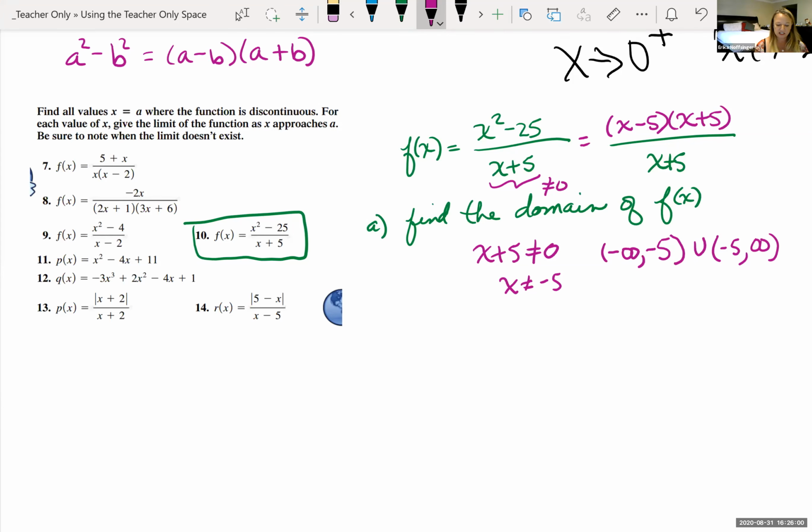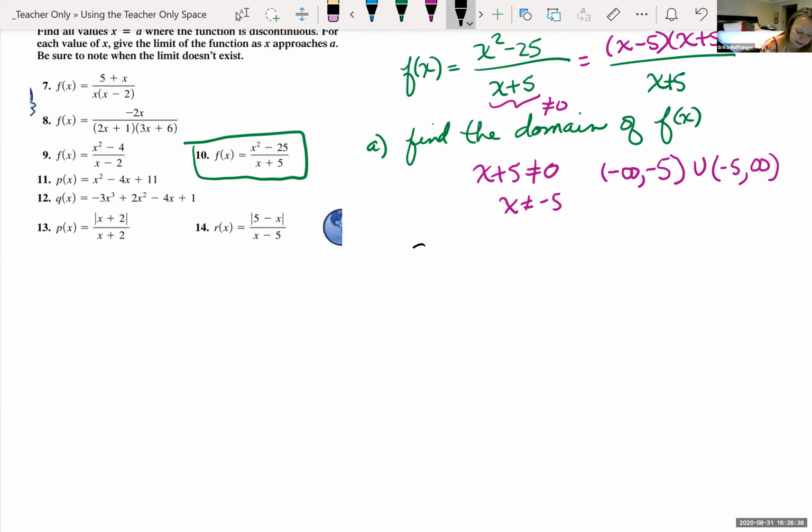So like I mentioned a little bit earlier, it depends on what value. If it sets both the numerator and denominator equal to 0, then that would be a hole on the graph. And if it just sets the denominator equal to 0, then it is a vertical asymptote on the graph. So looking at this, when is x minus 5 equal to 0? That's when x is 5. And when is x plus 5 equal to 0? That's when x is negative 5. So x equals negative 5 sets both the numerator and denominator equal to 0. So that tells me I have a hole on the graph.